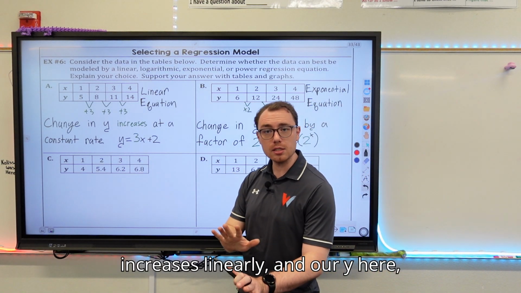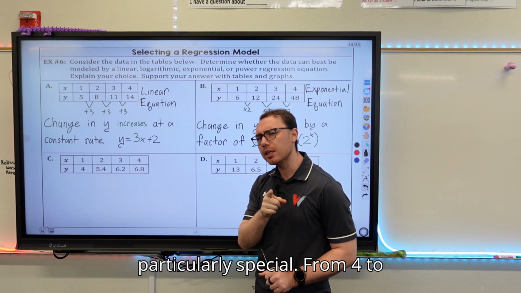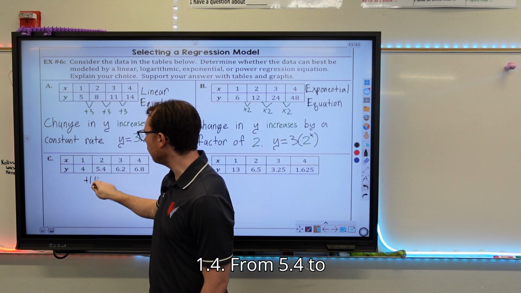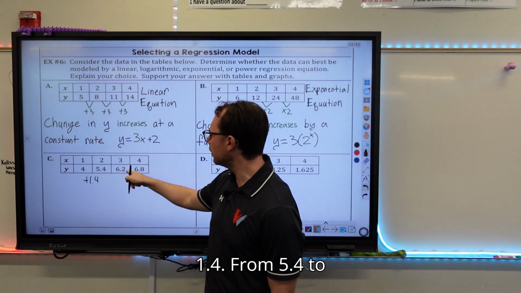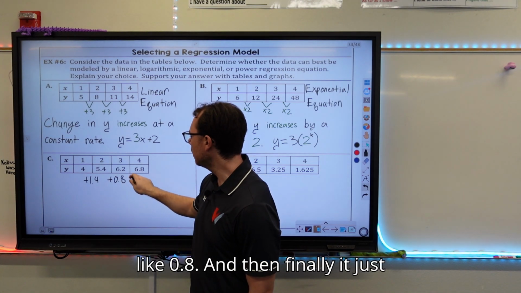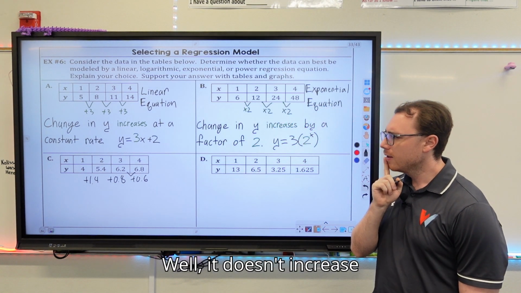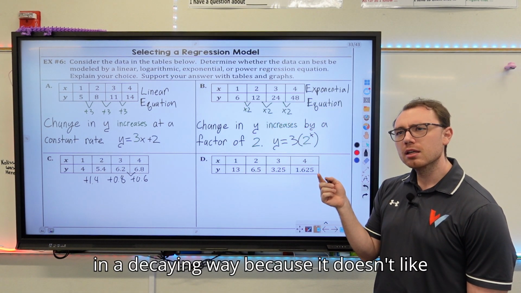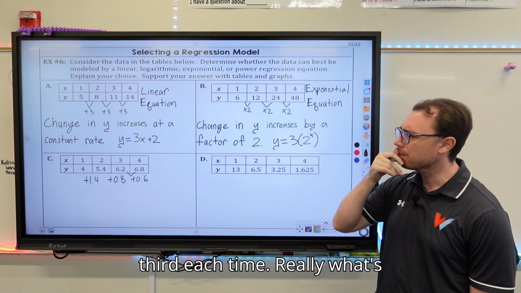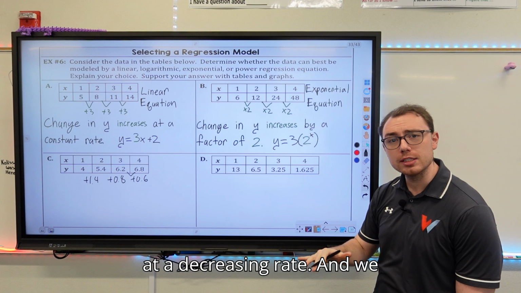Well, our x increases linearly, and our y here doesn't do anything particularly special. From 4 to 5.4, that increases by 1.4. From 5.4 to 6.2, it increases by about 0.8. And then finally, it just increases by about 0.6. Well, it doesn't increase in a decaying way, because it doesn't halve itself each time or divide by a third each time. Really what's happening is that this is increasing at a decreasing rate.